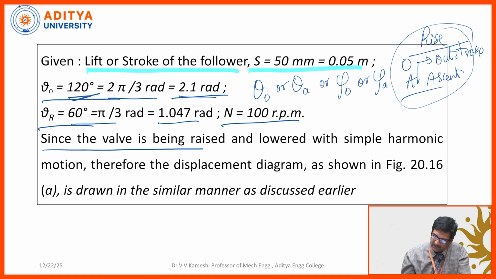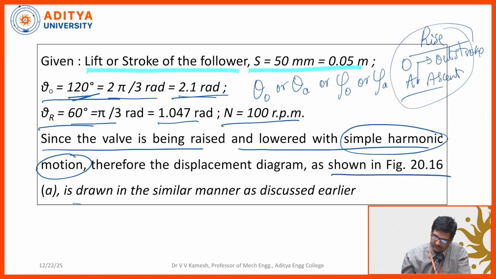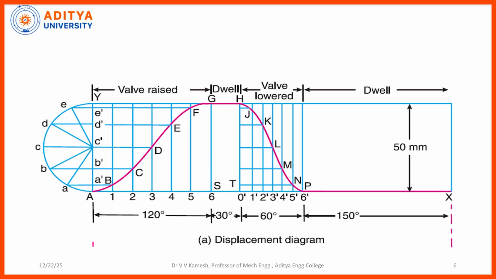Since the valve is being raised and lowered with simple harmonic motion, as given, the displacement diagram is shown in a similar manner as discussed. That means you need to draw a semicircle and divide it into 5 equal parts, or 6 equal parts, or 8 equal parts. Based on the number of parts, you draw the horizontal lines and the vertical lines from your parts, so that you get your cam profile parts like this.